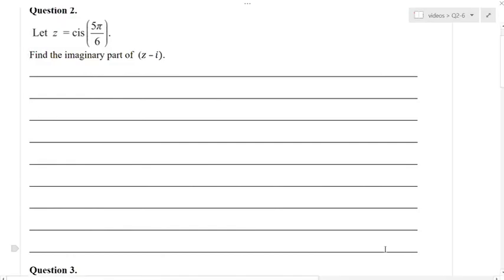Okay, next question should be fairly straightforward. So what you're trying to do here is find z minus iota. Z is already given. Just keep in mind that whenever you are adding and subtracting complex numbers, the preferable form is always the Cartesian form, and whenever you're trying to multiply or divide, then the preferable form is the polar form or cis theta form.